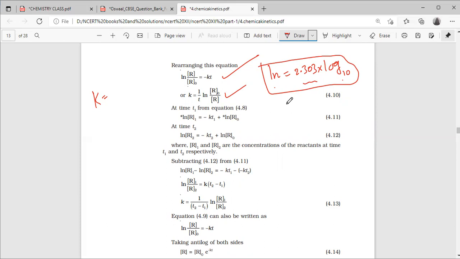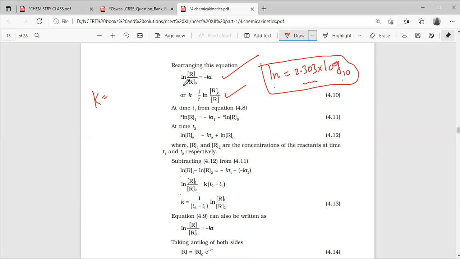Okay? Okay, sir. I didn't know this. Also, in that step, what happens to the minus sign? Yes, sir. After that, when going to the next step, the minus sign. Okay, I will see this.